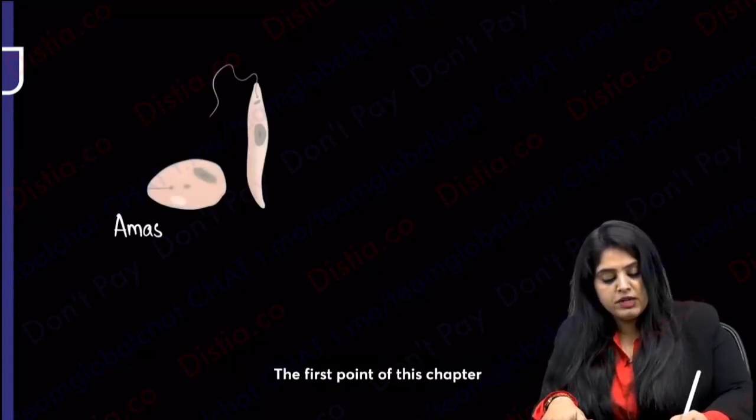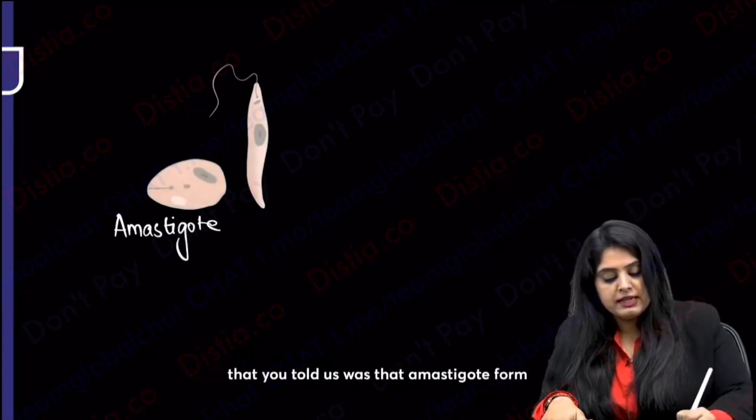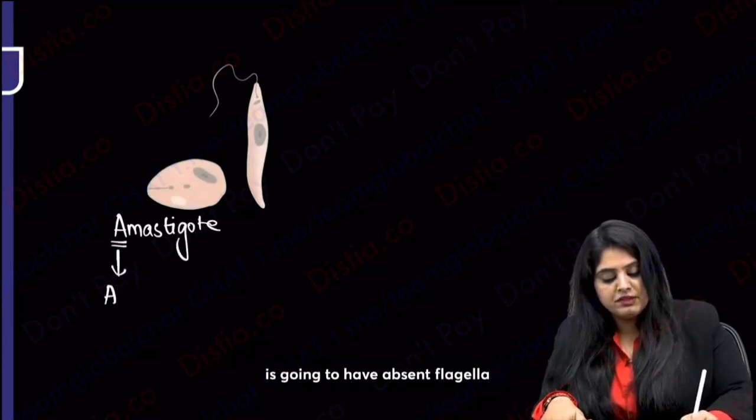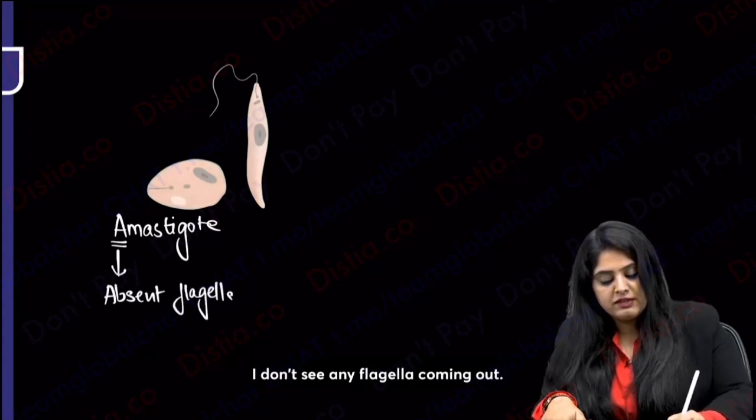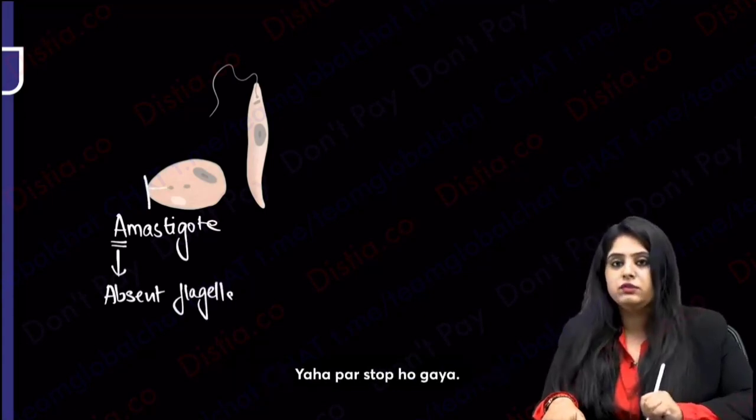very simple. The first point of this chapter that you told us was that the amastigote form is going to have absent flagella, and I do not see any flagella coming out of it. I don't see any flagella coming out. It stops here. So, this is one thing.